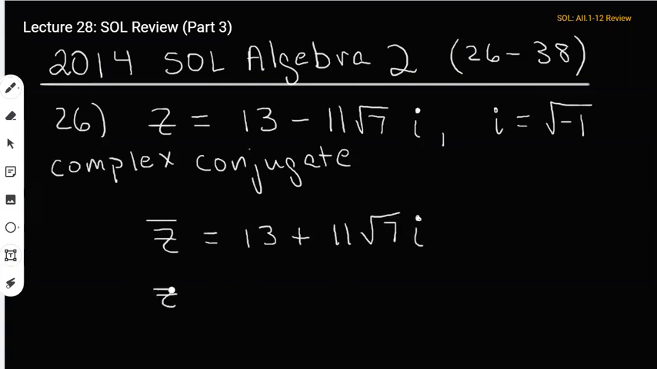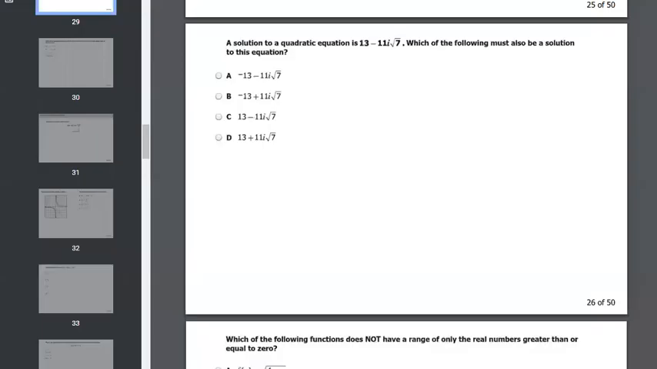Or you could write it as 13 plus 11i square root of 7 if you put the square root at the end. So either one of these will work. All right, so looking up here, we can't use A or B because they're both negative 13s. So the only one that will work is D.